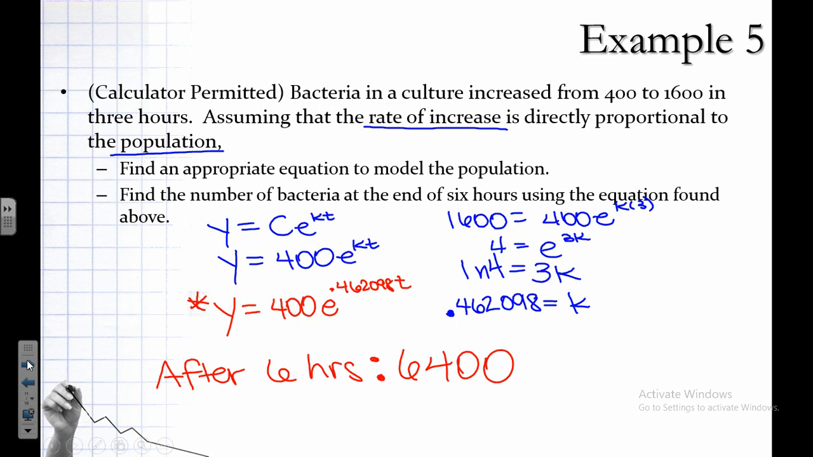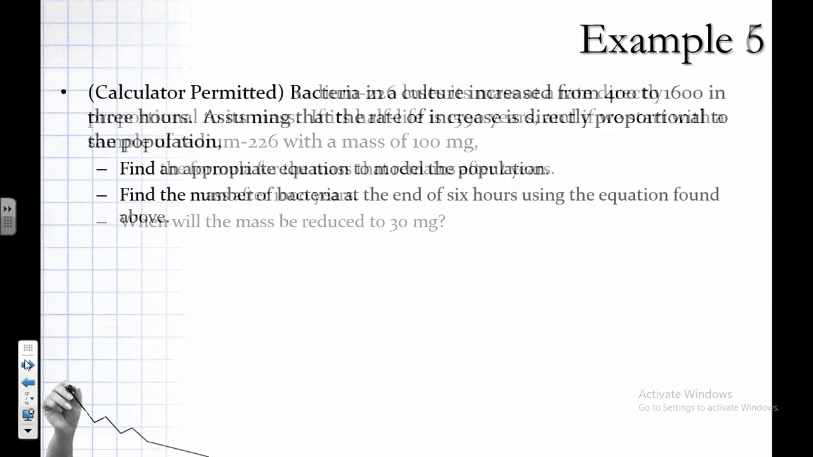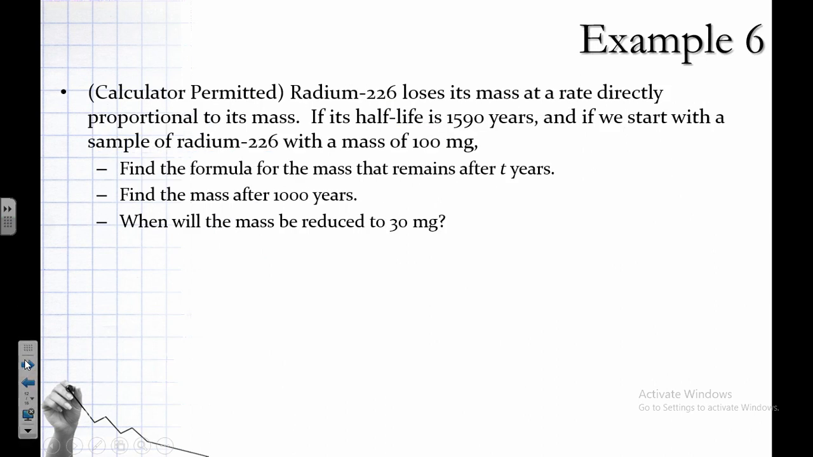You know what? Yeah, we better go through at least some of this. Write down the half-life is 1590 years, and we start with a mass of 100 milligrams.